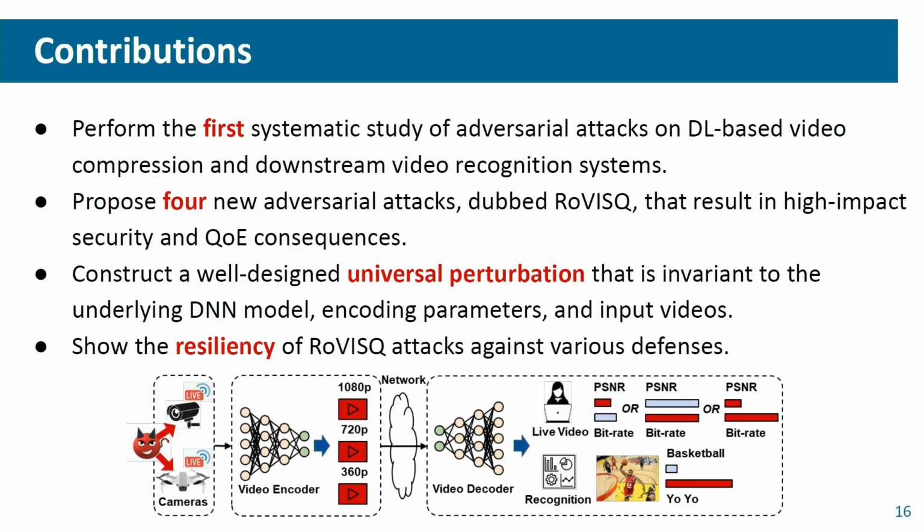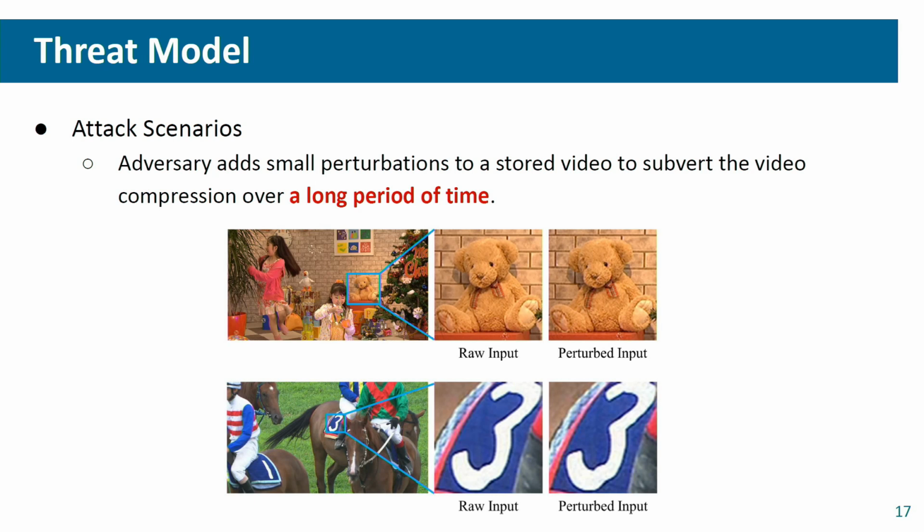Here are our contributions. We performed the first systematic study of adversarial attacks on deep learning-based video compression and downstream video recognition systems. Secondly, we proposed 4 new adversarial attacks that result in high impact security. Thirdly, we construct a well-designed universal perturbation that is invariant to the underlying DNN model, encoding parameters, and input videos. Finally, we showed the resiliency of our attacks against various defense techniques.